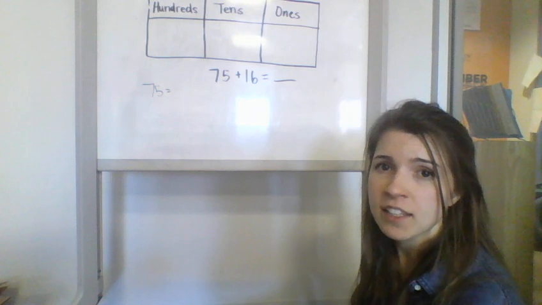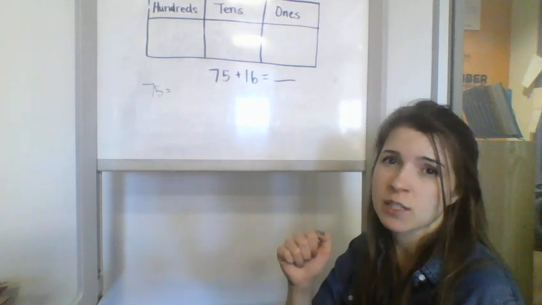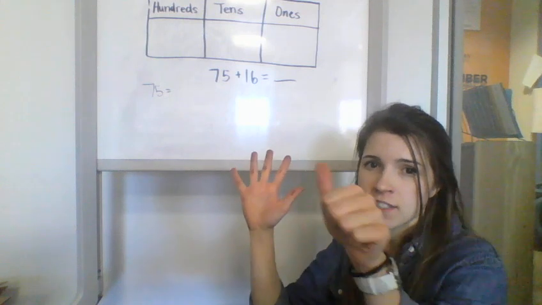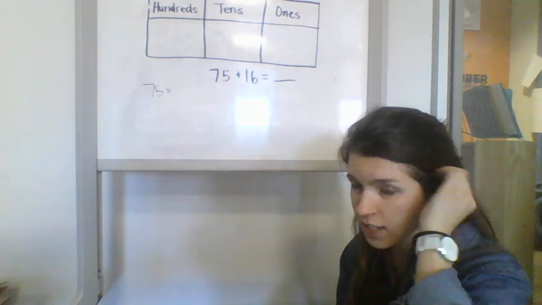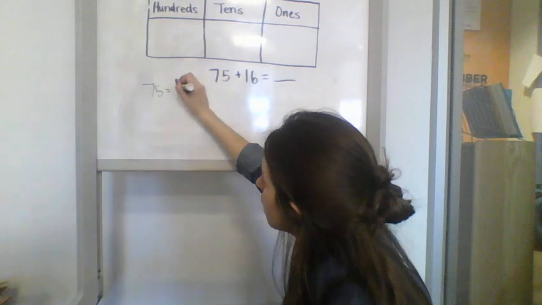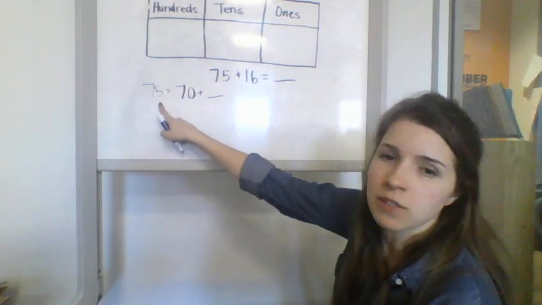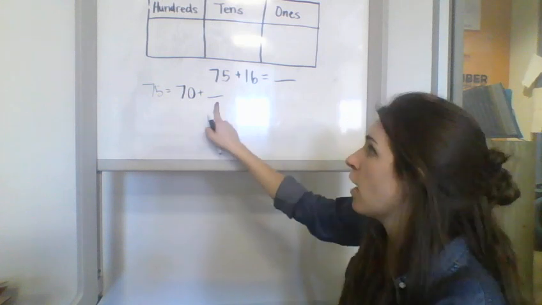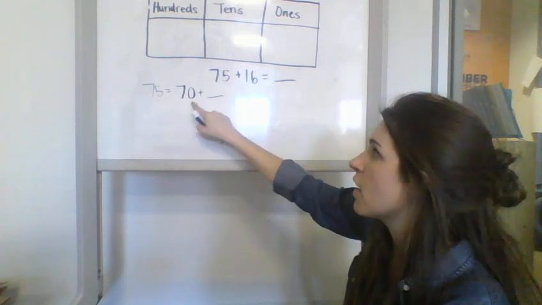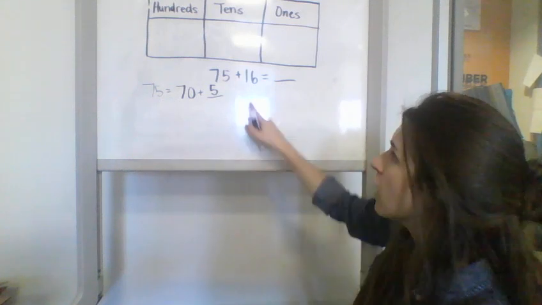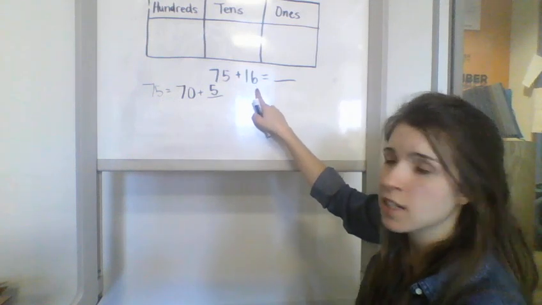You count by tens, and I hold up 7 fingers. Let's see what we get. So 10, 20, 30, 40, 50, 60, 70. So I said 70. 7 groups of 10 equals 70. So 70 plus what would equal 75? 5, that's right. There's 5 ones. So 70 plus 5 equals 75. Now let's look at this addend. So this is 16.